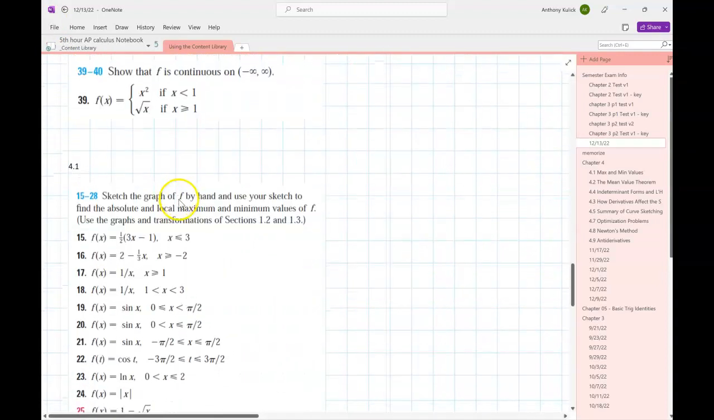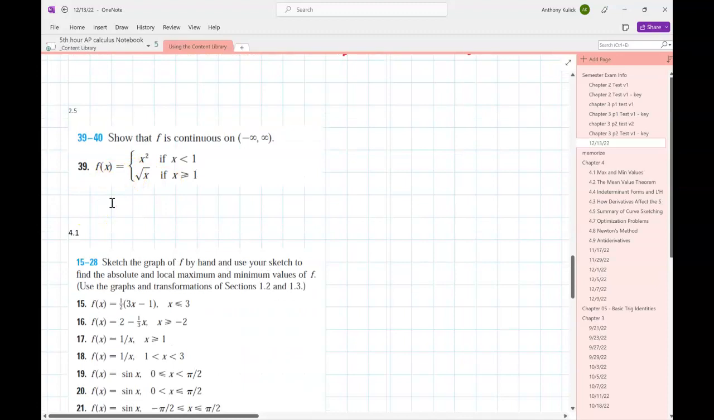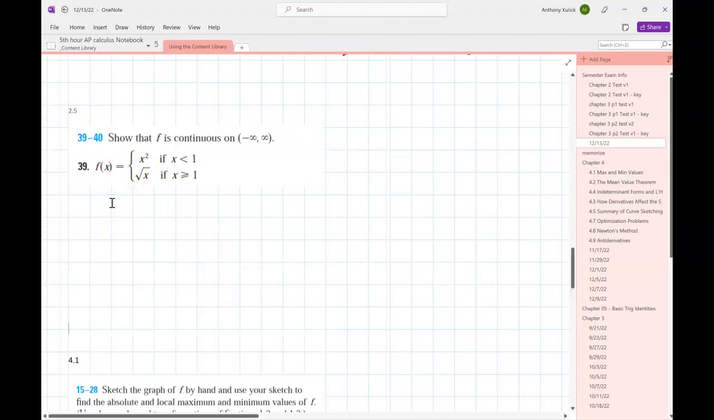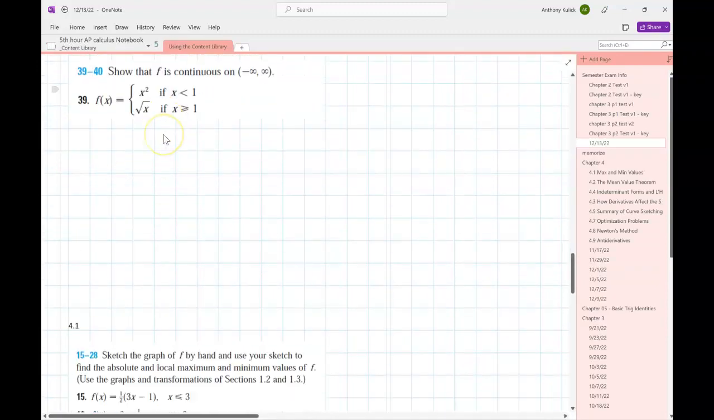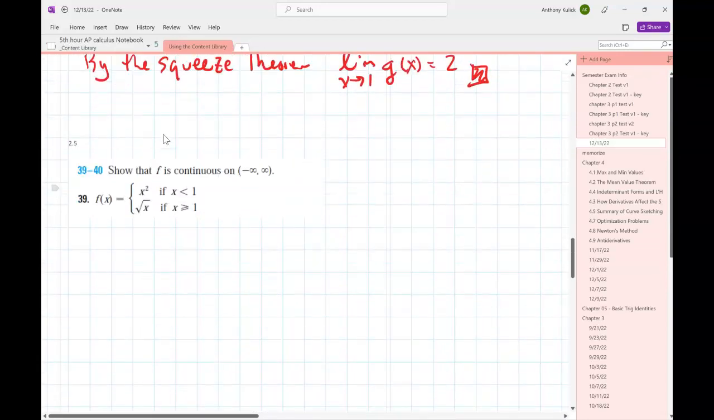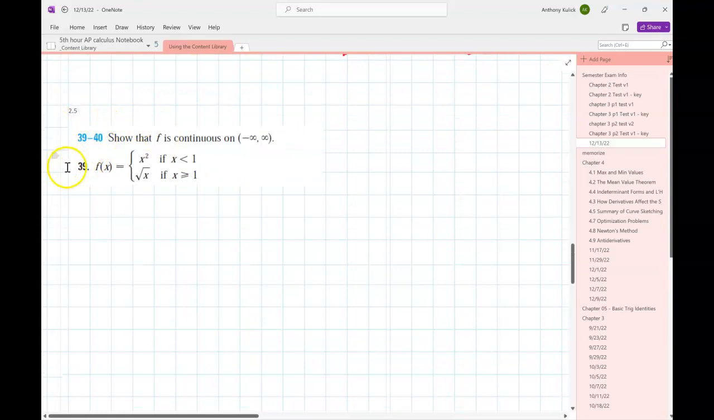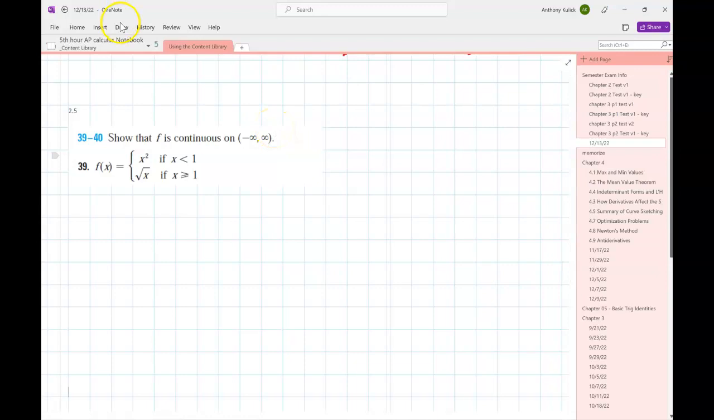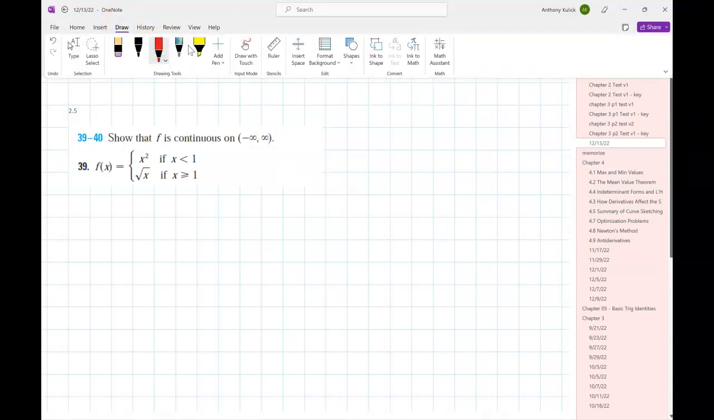All right, let's take a look at the next one then. So this next one is from section 2.5, it's number 39. The directions say show f is continuous on the interval from negative infinity to positive infinity. Okay. Well, again, pause, try to work through this.